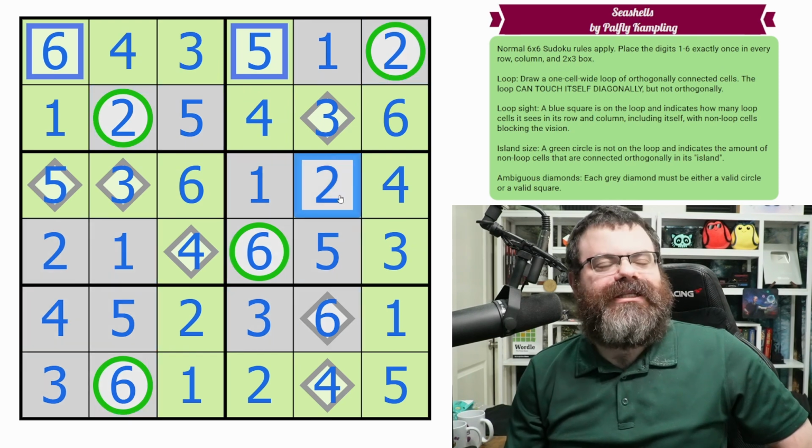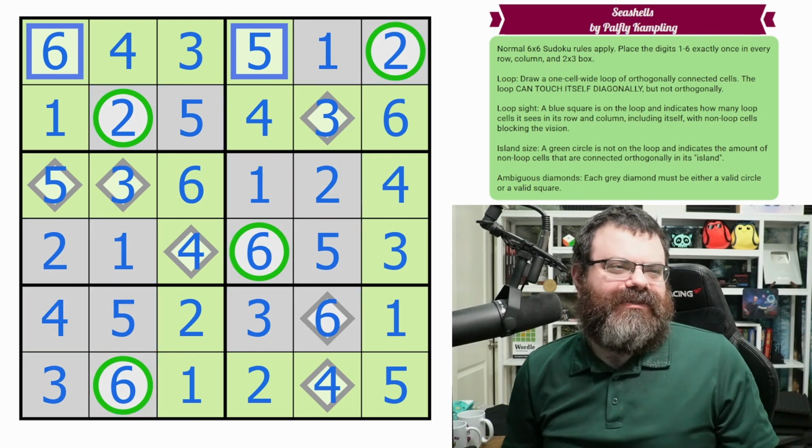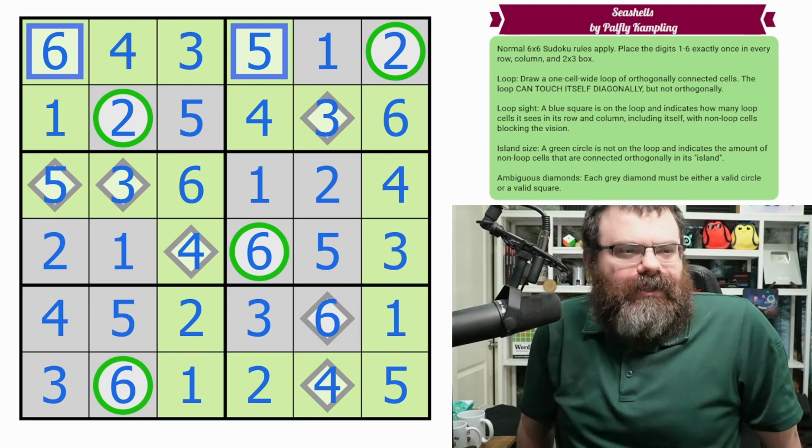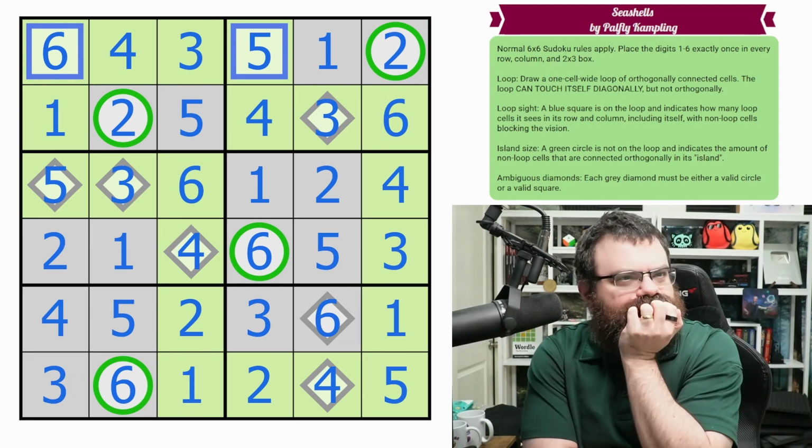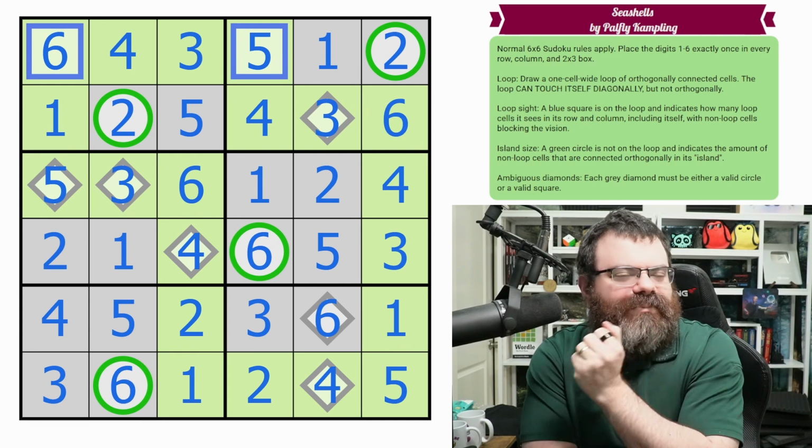It's interesting. It kind of reminds me of Snake Egg. You ever done a Snake Egg puzzle? All right. That's neat. Not much else to say.